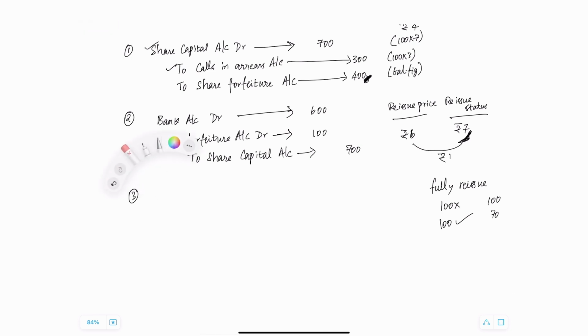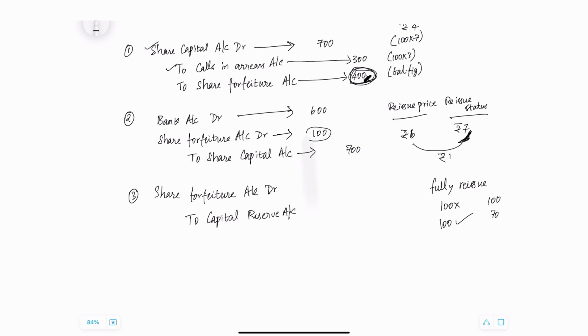I will tell you the shortcut on how to do this fully reissued situation, the last entry. So just simply write share forfeiture account debit and transfer whatever the money into capital reserve. So this is the journal entry, share forfeiture account debit to capital reserve. Now how to find out the amount? First figure out how much originally came to share forfeiture. Money that came to share forfeiture was 400.